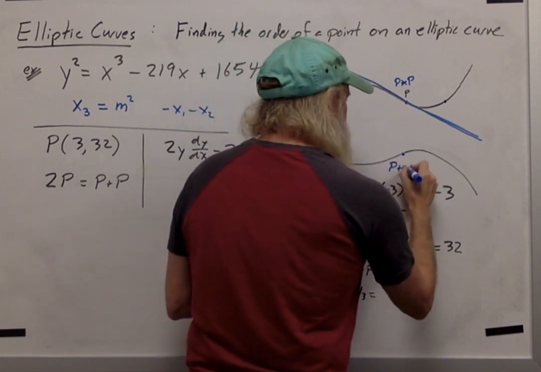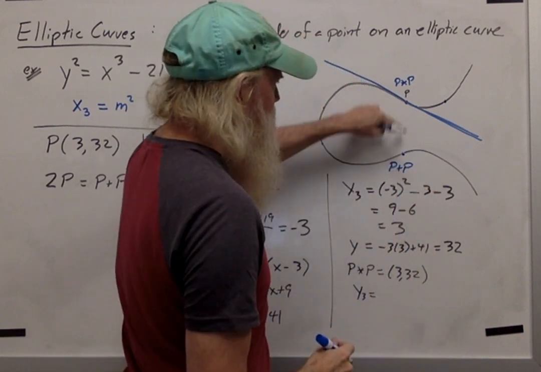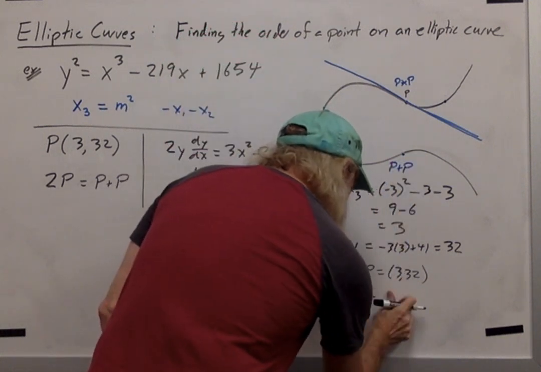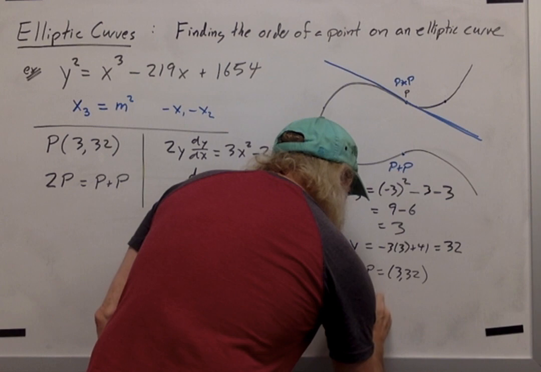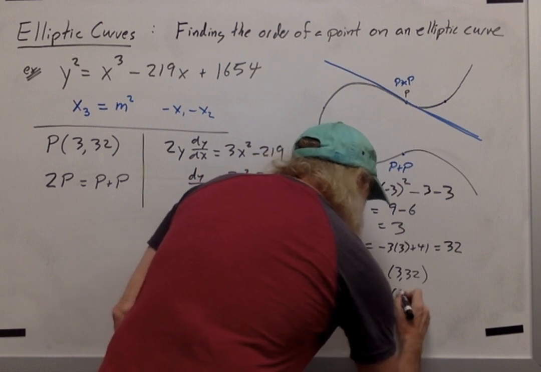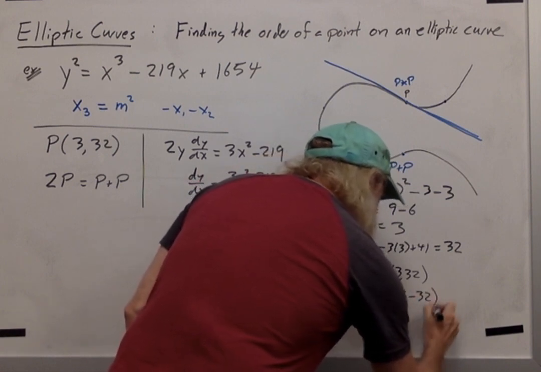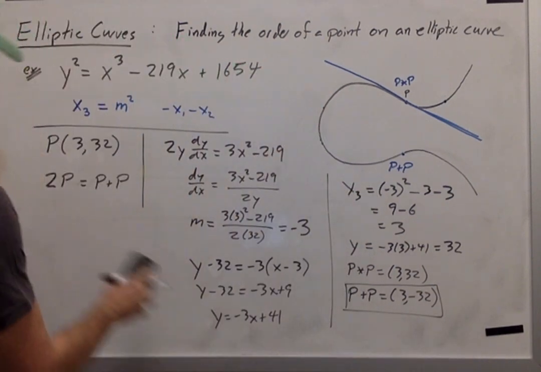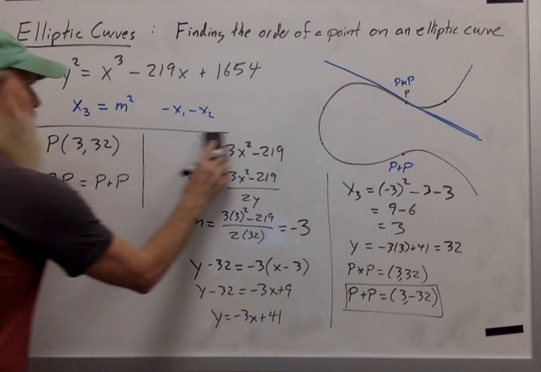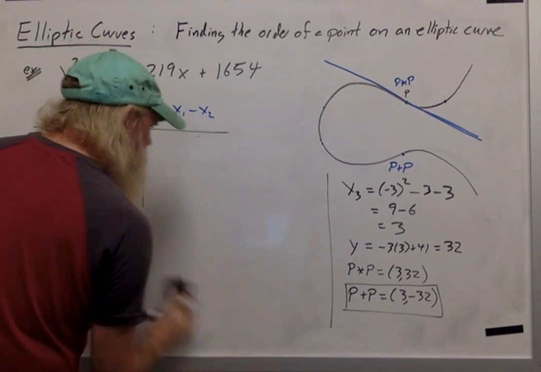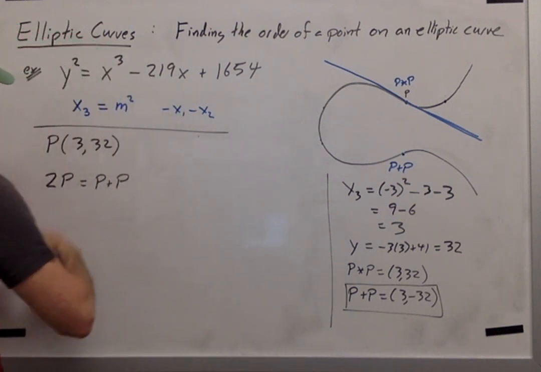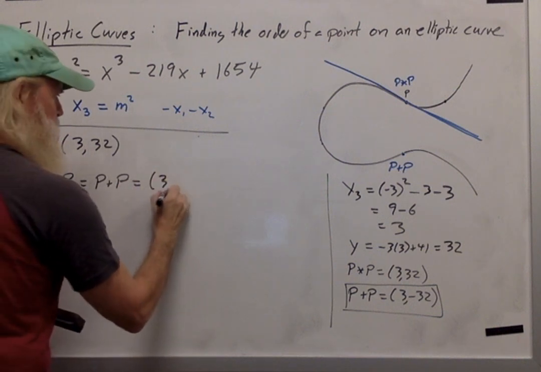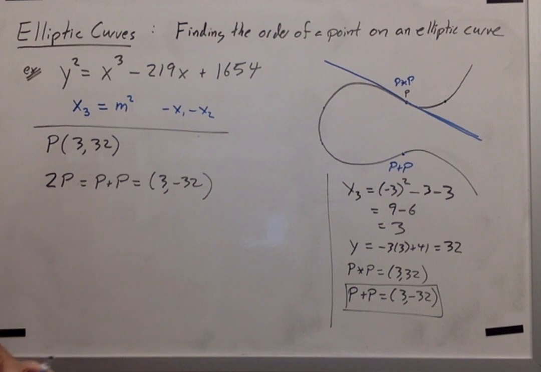Then P plus P is going to be the reflection across the x-axis, and that'll be at negative 32. So P plus P is (3, negative 32). So what we have so far is that if P is (3, 32), then 2P is (3, negative 32).